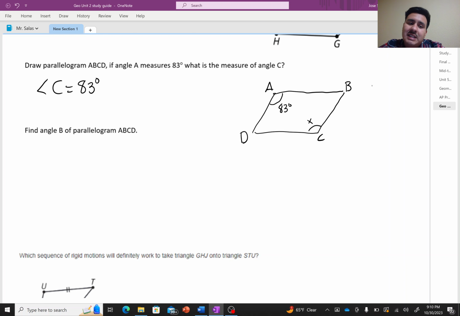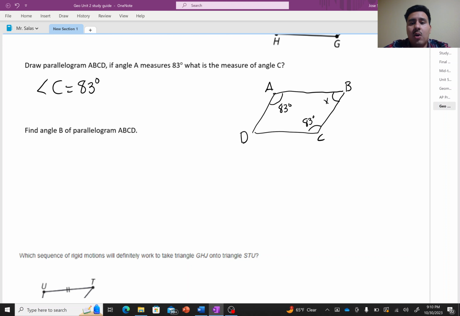Now that we know C is 83 and A is 83, the next question reads, find angle B of parallelogram ABCD. So we need to find angle B. I'm going to erase this X from right here and replace it with the 83. And now I'm finding this angle B.